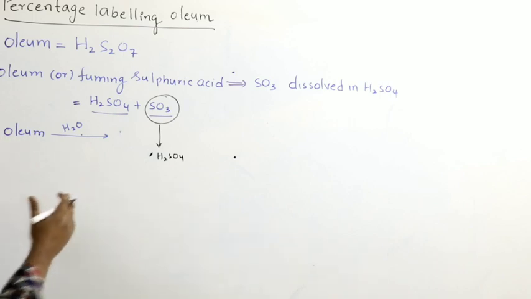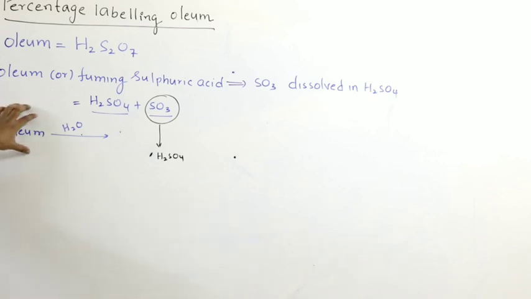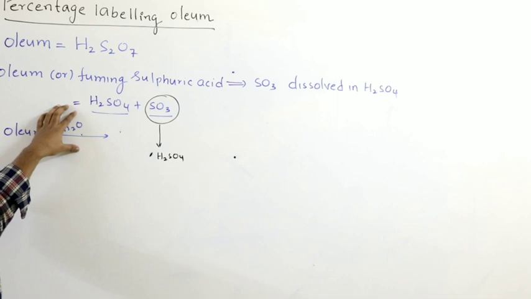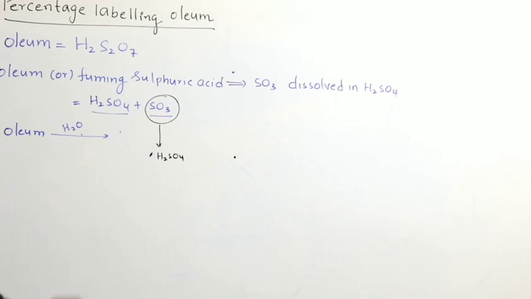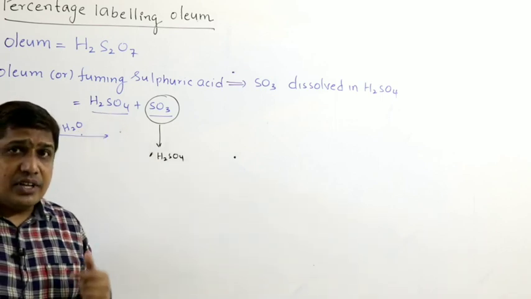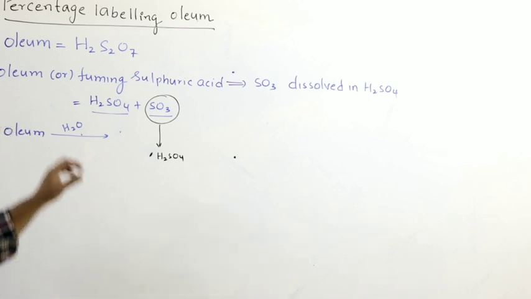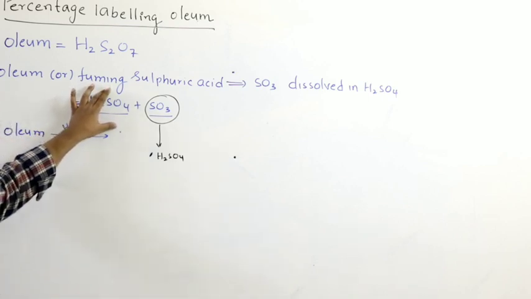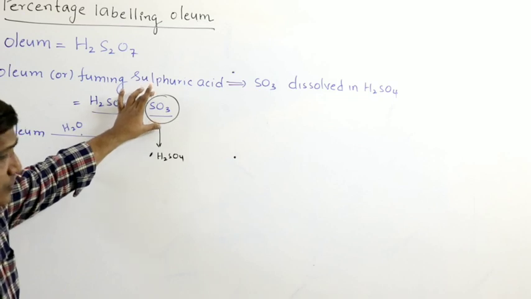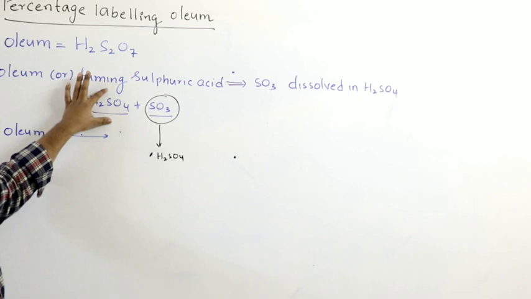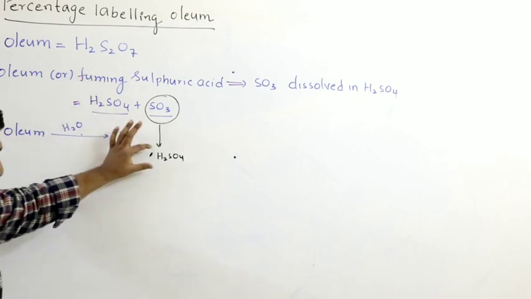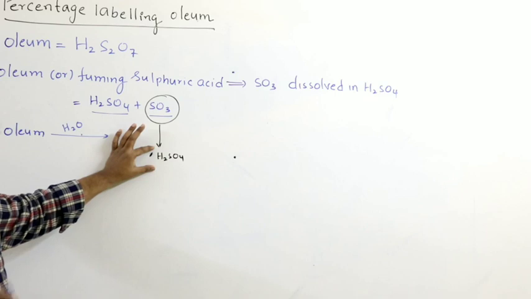So what is this percentage labeling of oleum? How to define this? When I take 100 grams of oleum and dilute it with the desired amount of water, the total H2SO4 obtained, we call it percentage labeling. Why am I saying total H2SO4 obtained? In the oleum itself initially you have some amount of H2SO4. Upon dilution SO3 again reacts and converts into H2SO4. This H2SO4 is initially present, this H2SO4 is formed after dilution.